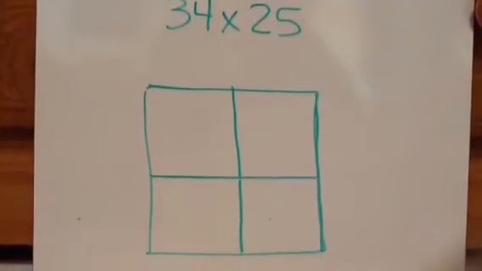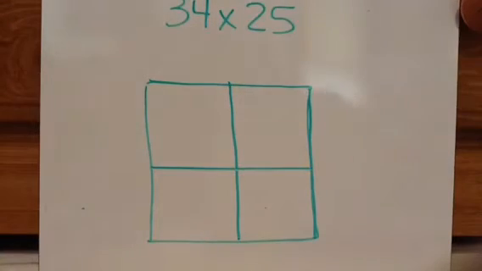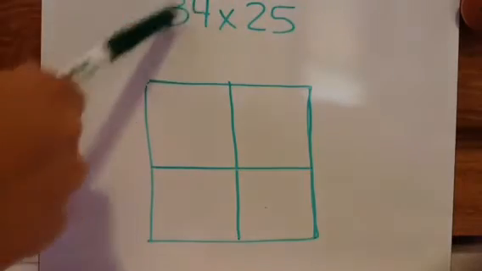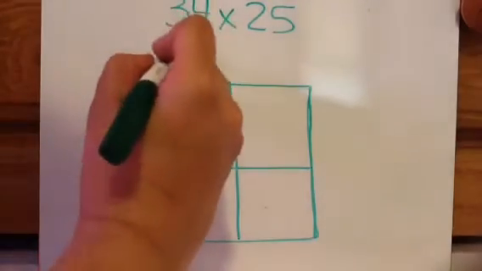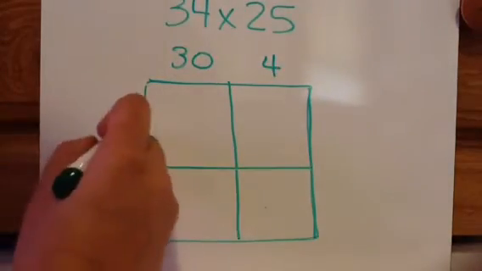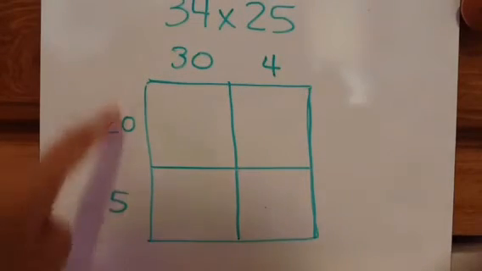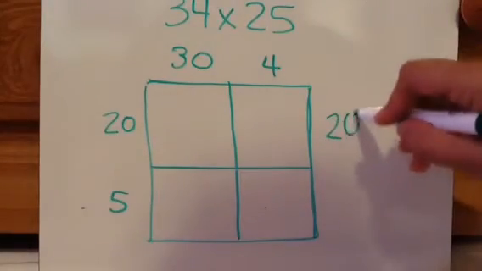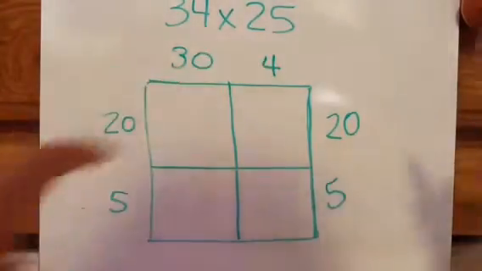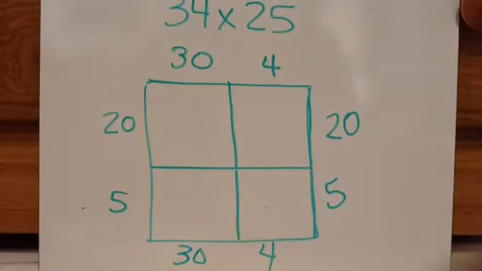Okay, so let's look at 34 times 25. So in partial products, you are breaking apart the 34 in expanded form. So 34 would be 30 plus 4. 25 would be 20 plus 5. Now what I tell students when they're first learning this is whatever's over here, go ahead and put it over here. Whatever's up here, go ahead and put it down here. That will help with the multiplication process because sometimes students, when they get to each box, they don't know what are you supposed to multiply exactly.